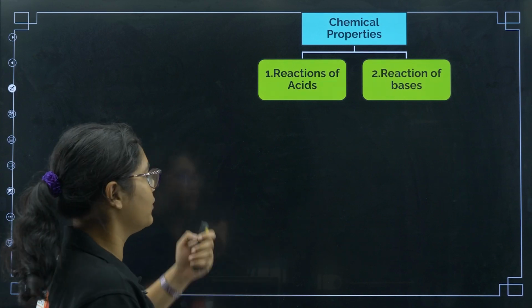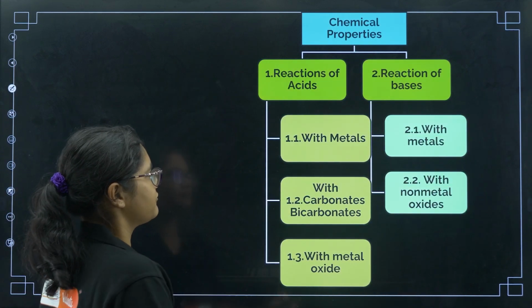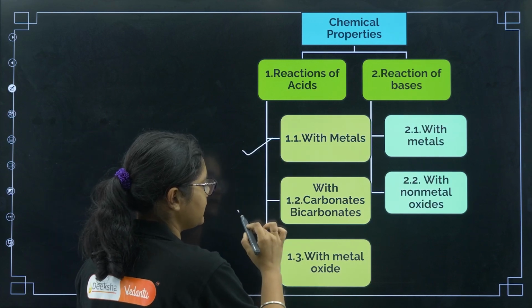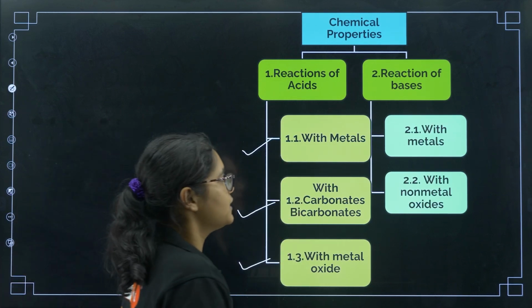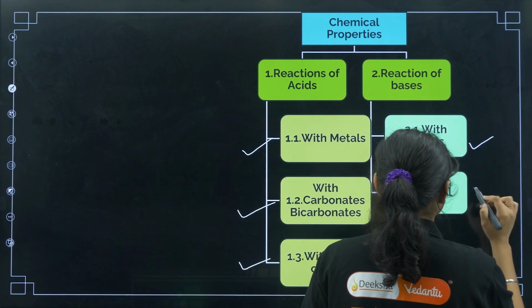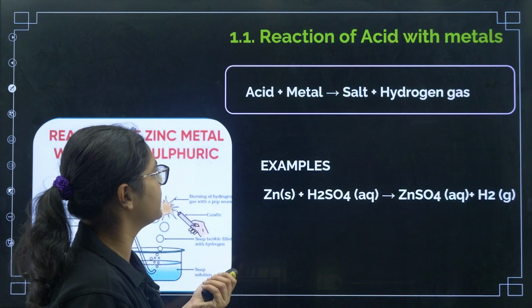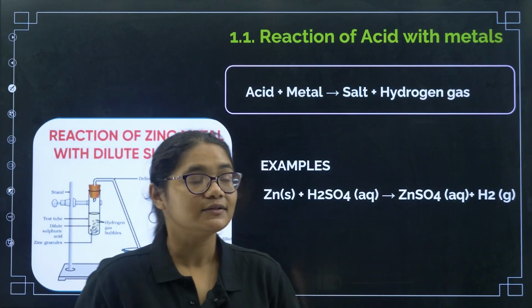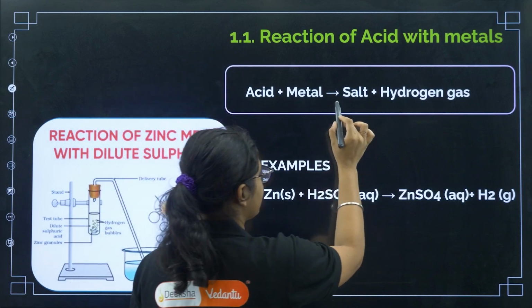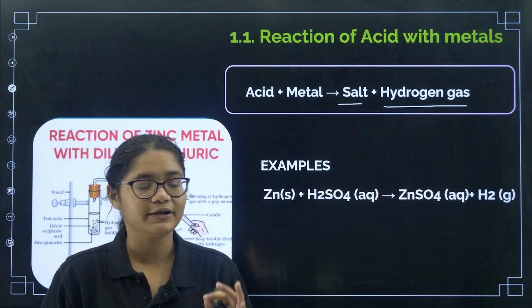Here we are going to see the reactions of acids and reactions of bases. In reactions of acids, we have reaction of acid with metals, with carbonates and bicarbonates, and with metal oxides. And for bases, it is with metals and with non-metal oxides. Now first one, that is reaction of acid with metals. When acid reacts with metals, we get salt plus hydrogen gas. So very important, salt plus hydrogen gas.